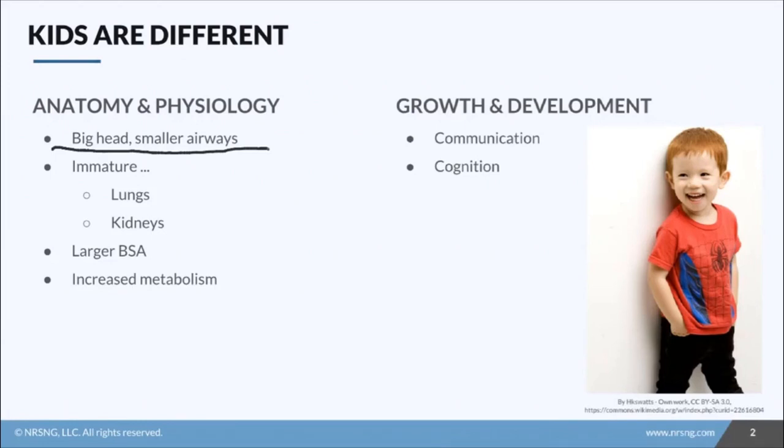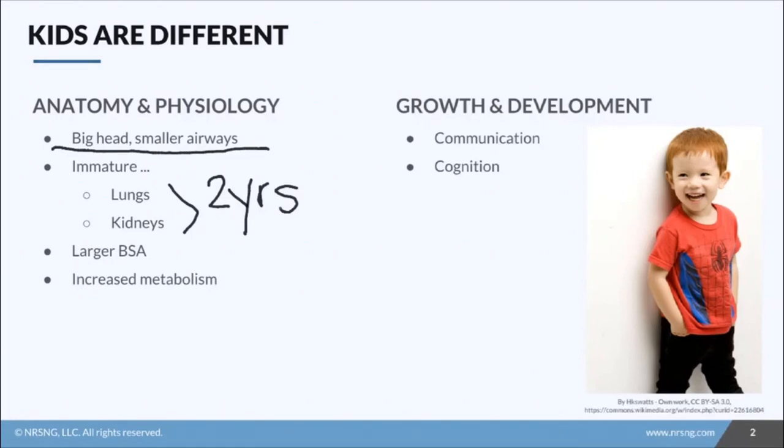Second, some of their organs are immature. So, for example, their lungs and kidneys don't actually reach full maturity until they're 2 years old. And this matters because it explains why something like a common cold that for you and I would just mean an annoying couple of days can actually knock a baby flat on their back and make them really unwell.